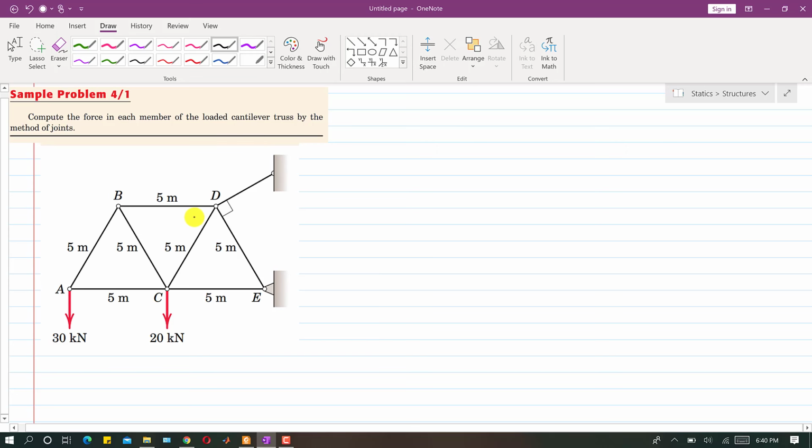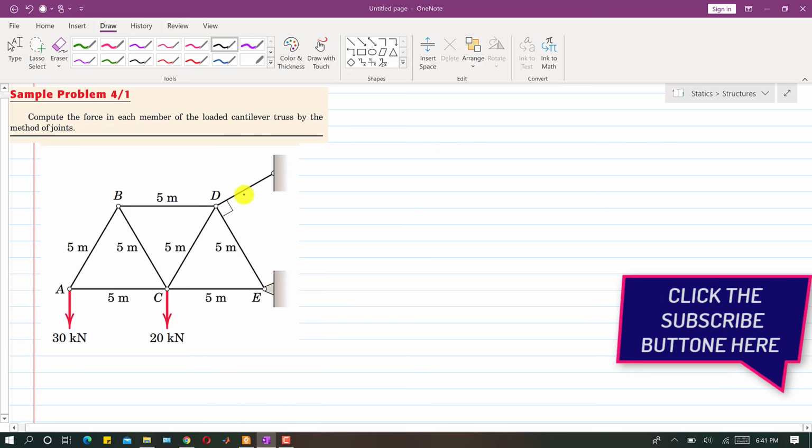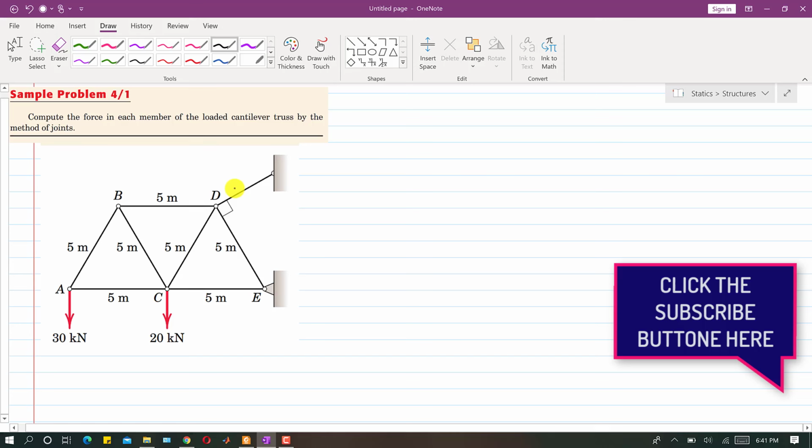To solve this problem, first we have to find the reactions at the supports, right? So we have this support and we have this support. If we isolate this member of this truss from this support, then we will have tension in this direction, like this. Let's say this is T.